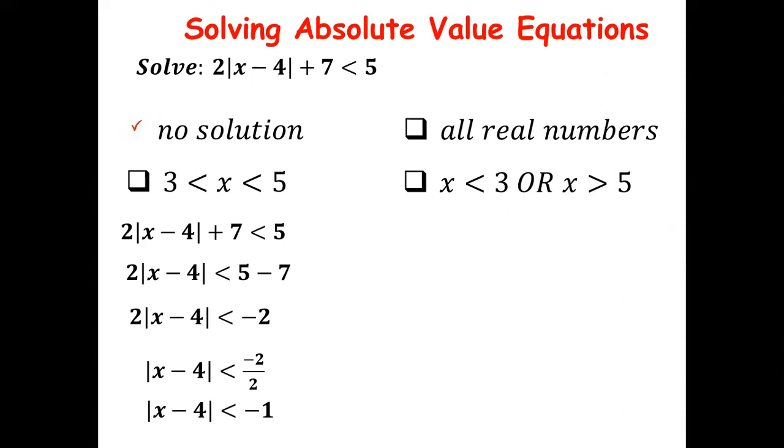You can go ahead and solve and see by giving two possibilities and solving and check whether the answer you're going to get is true or false. Definitely it's not going to be a true statement. So it's going to be no solution.